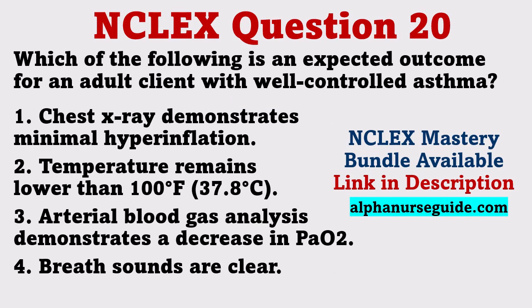Which of the following is an expected outcome for an adult client with well-controlled asthma? 1. Chest X-ray demonstrates minimal hyperinflation. 2. Temperature remains lower than 100 degrees Fahrenheit. 3. Arterial blood gas analysis demonstrates a decrease in PO2. 4. Breath sounds are clear.